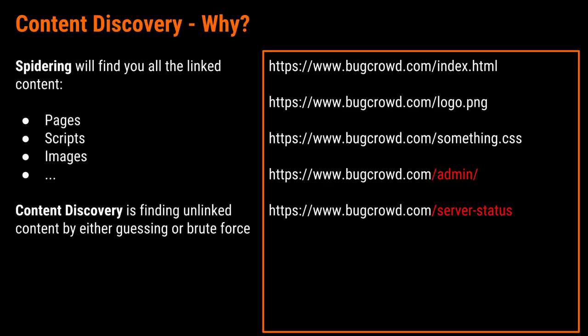But when you're spidering, you're finding all the linked content. Inside of Burp, you'll find everything that's linked, but there are also resources that are probably not linked inside of the application that you want to instrument. If you have bugcrowd.com, you might have the index page and some logos and some CSS, and that's all general content that's linked pretty much everywhere. But the admin or the server status page, if those existed, are definitely not linked anywhere, and they're definitely things that hackers want to find. So you can do content discovery.